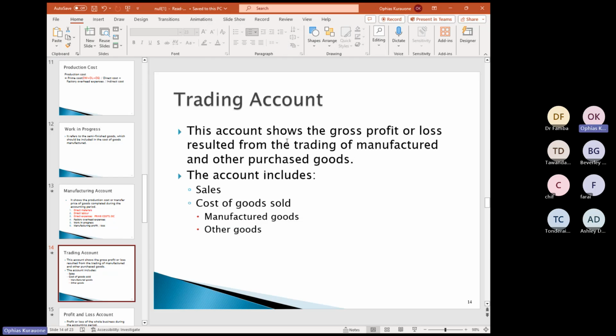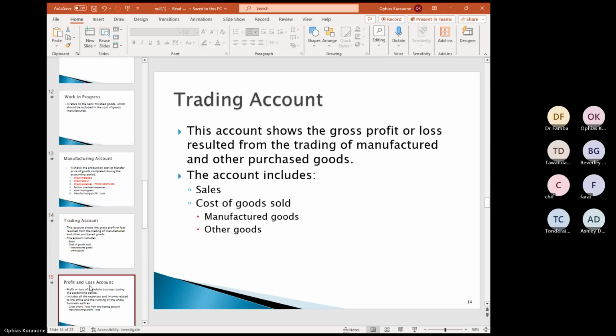This account shows the gross profit or loss resulting from the trading of manufactured and other purchased goods. The account includes sales, what you have sold as usual, and cost of goods sold. But in this case, our cost of goods sold consists of the opening inventory, then manufactured goods and other goods.